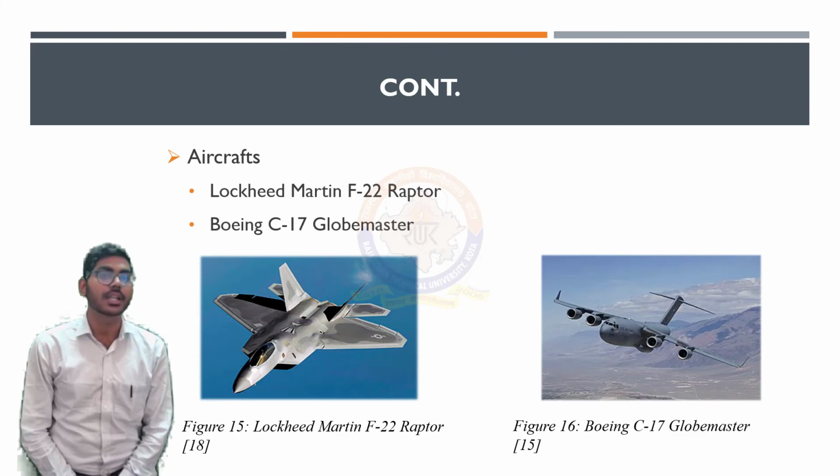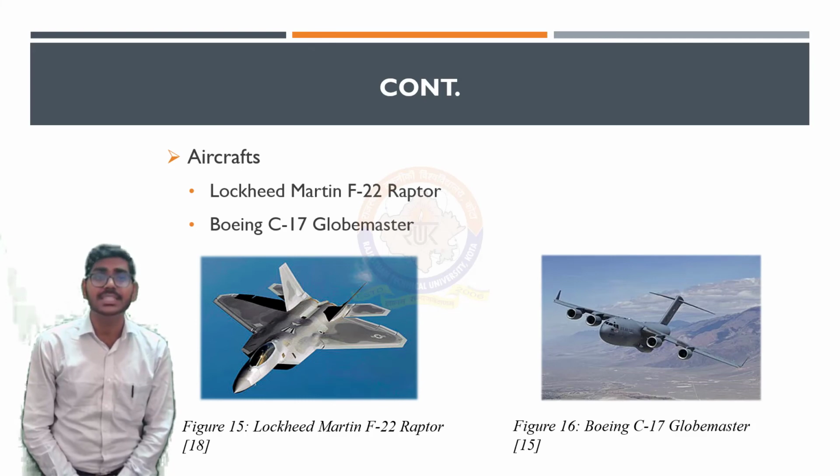Aircraft. The Lockheed Martin F-22 Raptor is an all-weather stealth tactical fighter aircraft having a radar cross-section of 0.0001 square meters. Figure 15 is the Lockheed Martin F-22 Raptor. The Boeing C-17 Globemaster uses this technology to provide a medium short takeoff and landing capability. Figure 16 is the Boeing C-17 Globemaster.